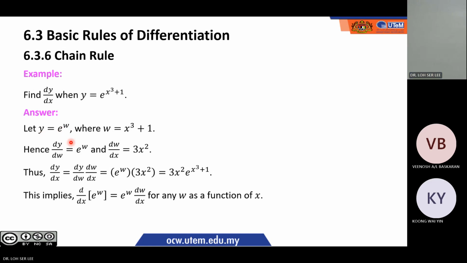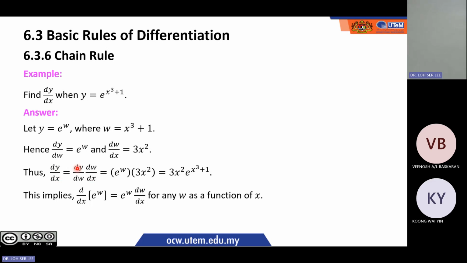Now we want to find dy/dx, and we insert the extra w. So you have dy/dw, dw/dx. You have to know how to write this out. The formula is not given. You have to know dy/dx, and when you insert the w, it should be dy/dw, dw/dx, where after you cancel out the dw, you should get the dy/dx back.